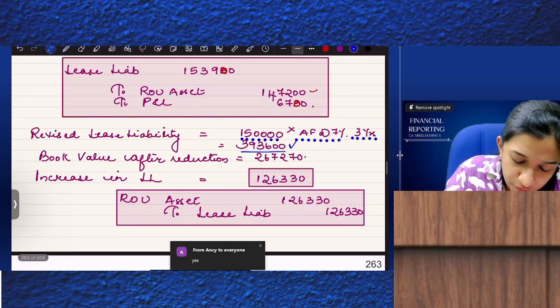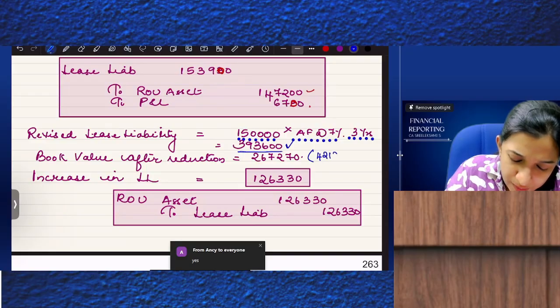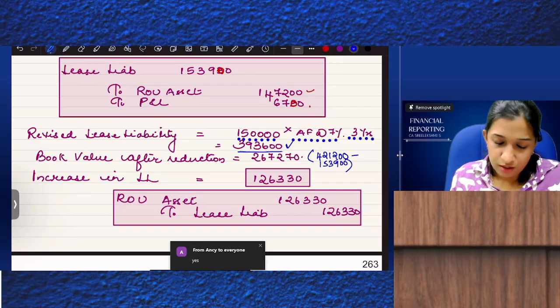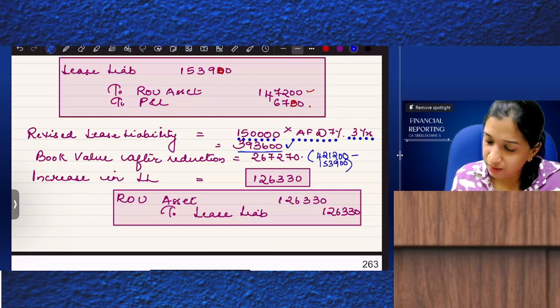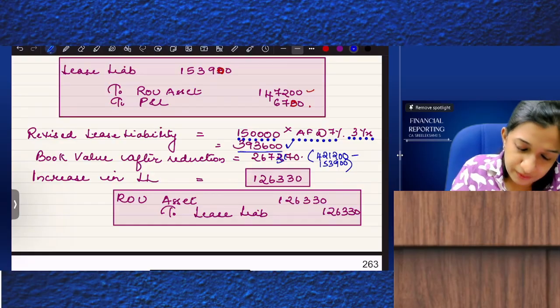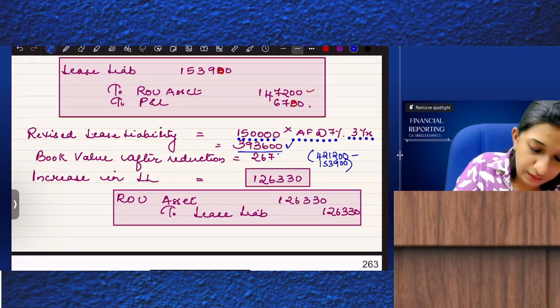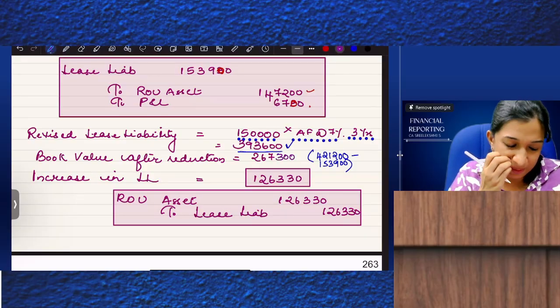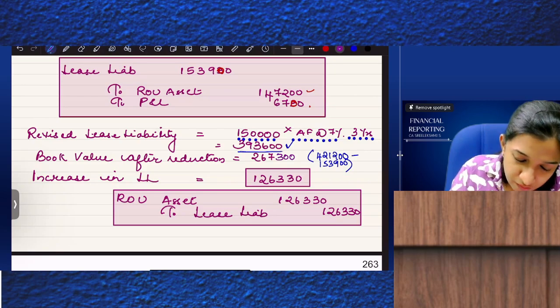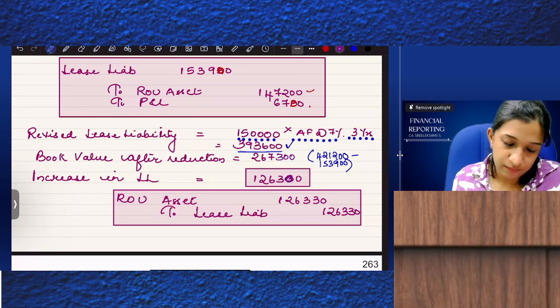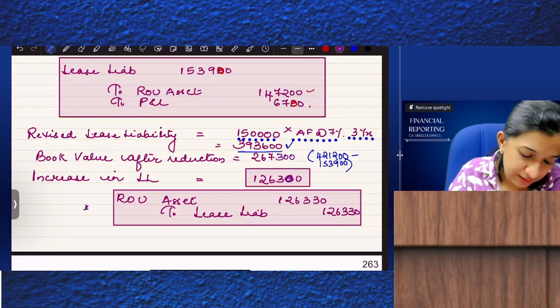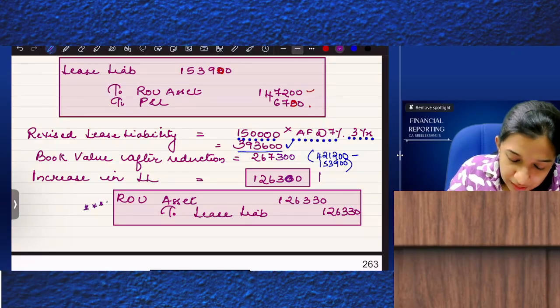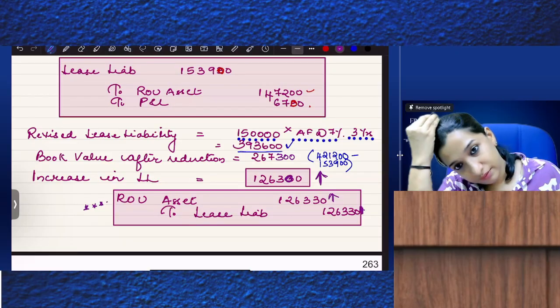Are you okay? Book value was 4,21,200, my original lease liability, of which 1,53,900 was reduced. So 4,21,200 minus 153,900 is 267,300. So the increase in lease liability is 126,300. This is my next entry. Lease liability increased by this amount. To that extent, the ROU asset will also be increased.